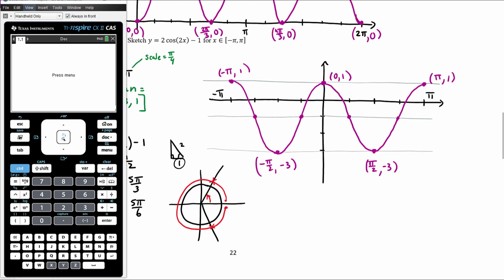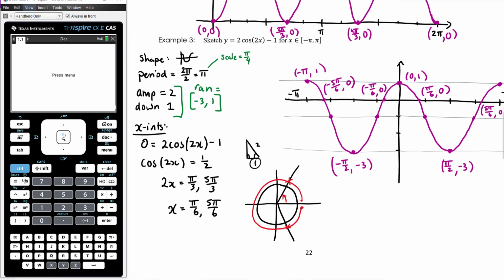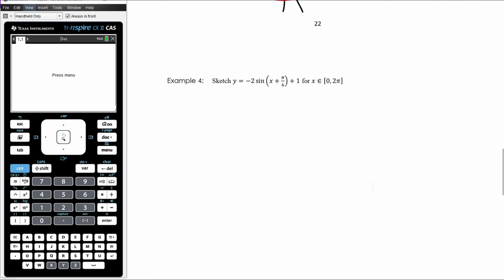Okay, so let's complete our graph. So this is 5 pi on 6, 0. This is pi on 6, 0. This is clearly minus pi on 6, 0. And this is minus 5 pi on 6, 0. Okay, right, let's have a look at one more.